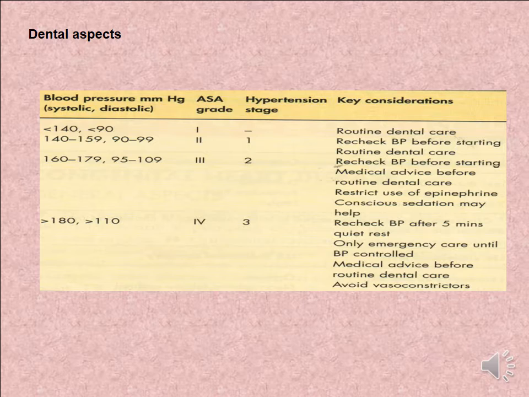More than 180 systolic and more than 110 diastolic is ASA grade 4, stage 3 hypertension. Recheck blood pressure after 5 minutes of quiet rest. Only emergency care until blood pressure is controlled. Medical advice before routine dental care. Avoid vasoconstrictor.